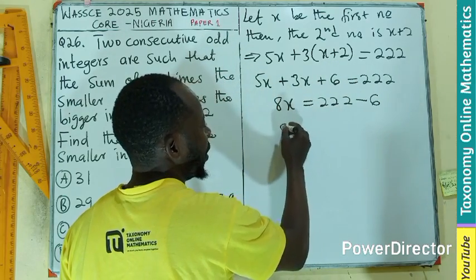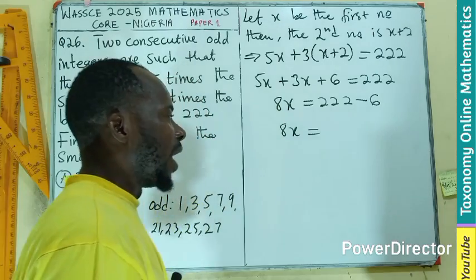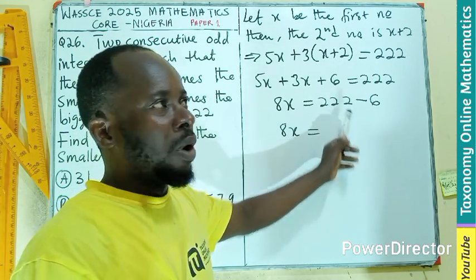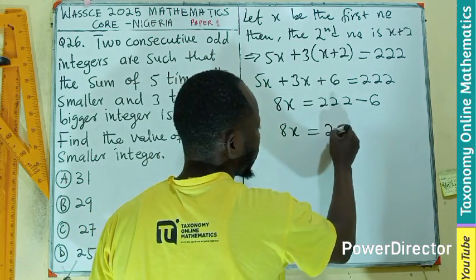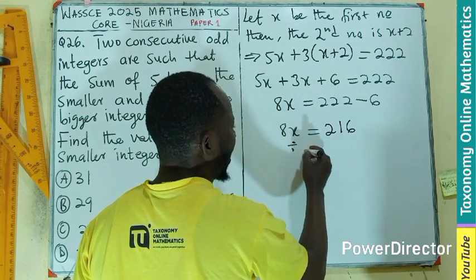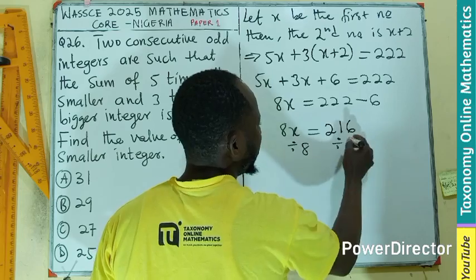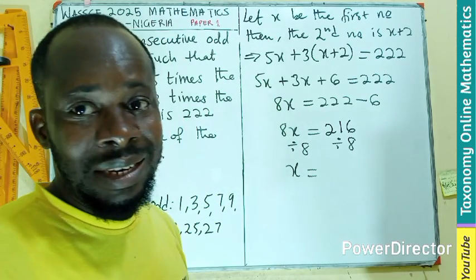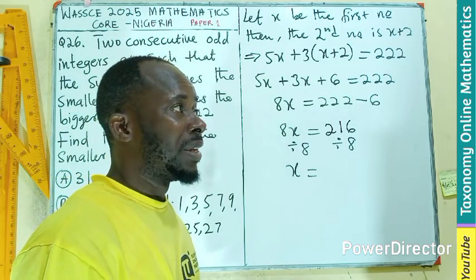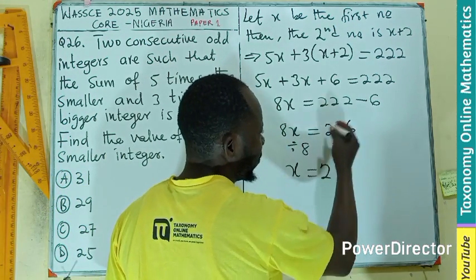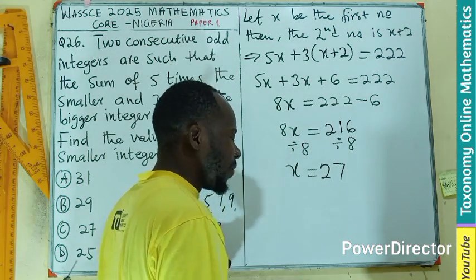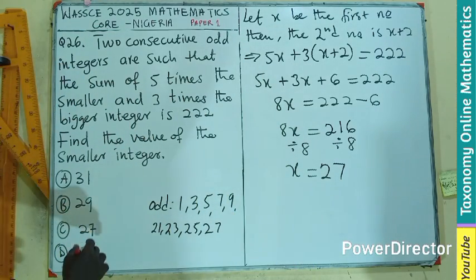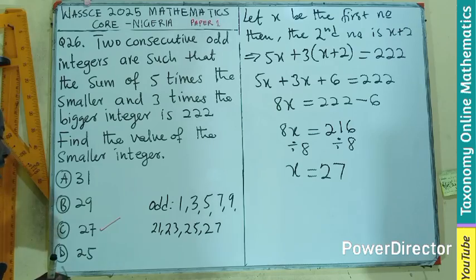So I have my 8x plus 6. So 8x equals, if you take away 6 from 222, we have 216. So we divide both sides by 8. So x will be equal to, we have 16 from there, that's 2 times. Remaining 56, so we have 27 in there. Let's see, our option is going to be C.